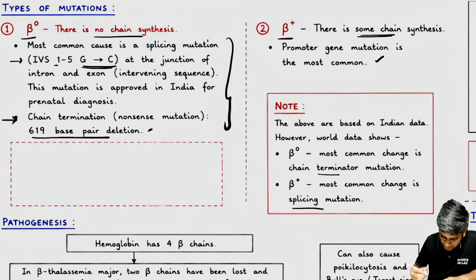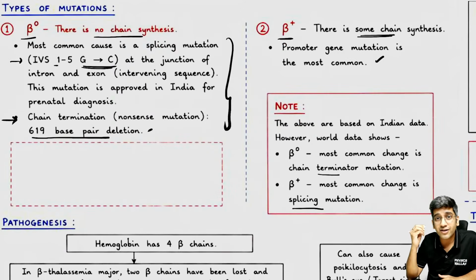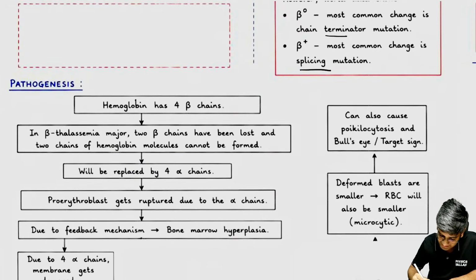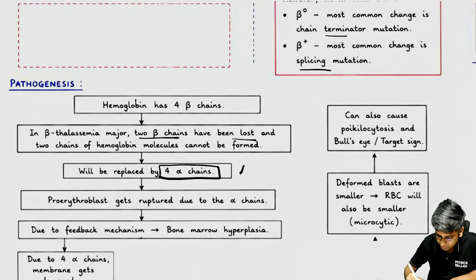Fine. So whatever happens, India or the world, pathogenesis remains the same. Like you guys said, the problem is never reduction in the beta chain. The problem is always excess alpha chain. If two chains are lost, what will happen? They will be replaced by 4 alpha chains. 4 alpha chains is actually the problem. This excess alpha chain is actually the cause for all the symptoms. Okay, because that's what is going to trouble the blast.